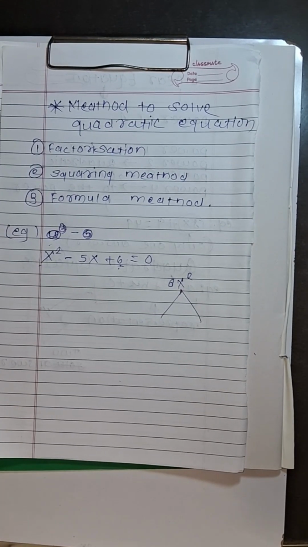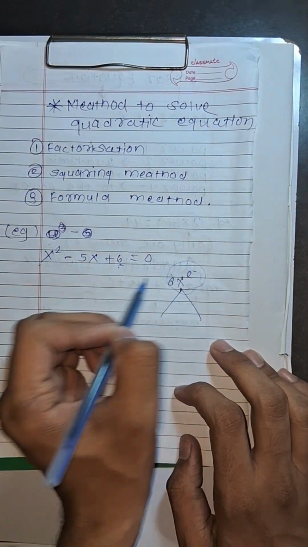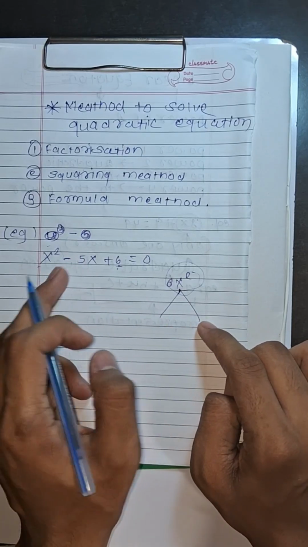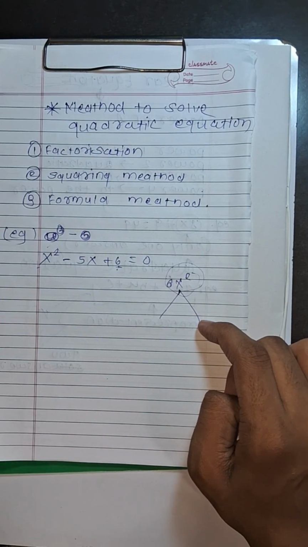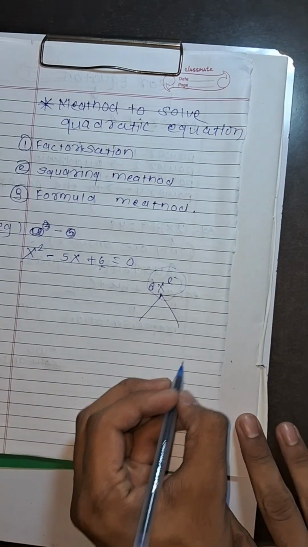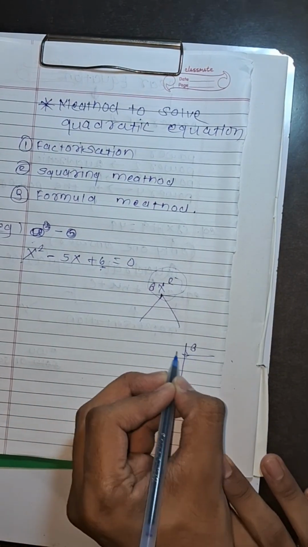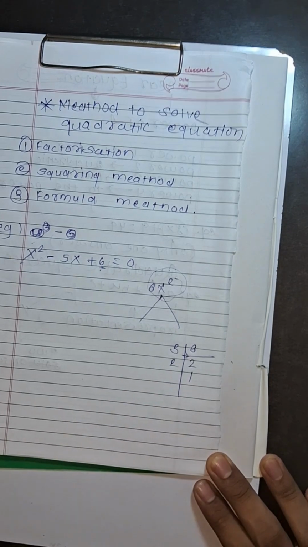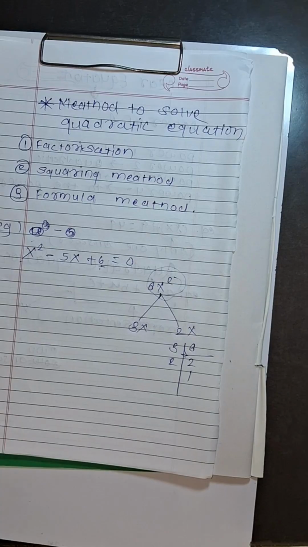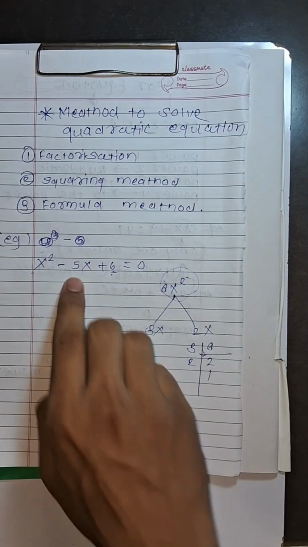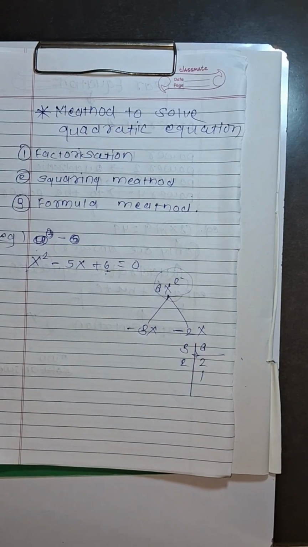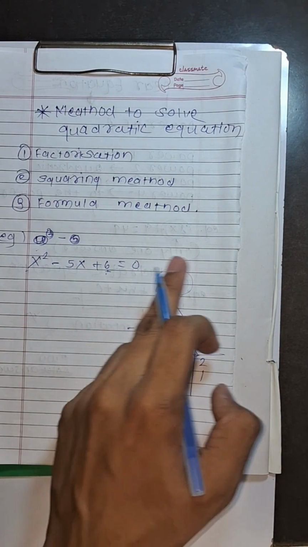Okay, so we have to split this term into two values such that their addition or subtraction gives minus 5x. If we factorize 6, 3 twos are 6, 2 ones are 2. So 3x and 2x, but here it is minus 5x, so we will add the minus sign to both. These are the factors of this equation.